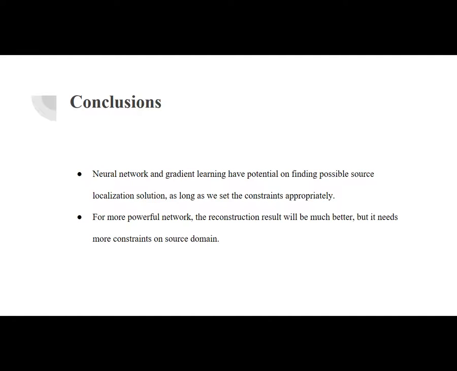Neural networks and gradient learning have potential in finding possible source localization solutions, as long as we set the constraints appropriately. For a more powerful network, the reconstruction result will be much better, but it needs more constraints on source domain.